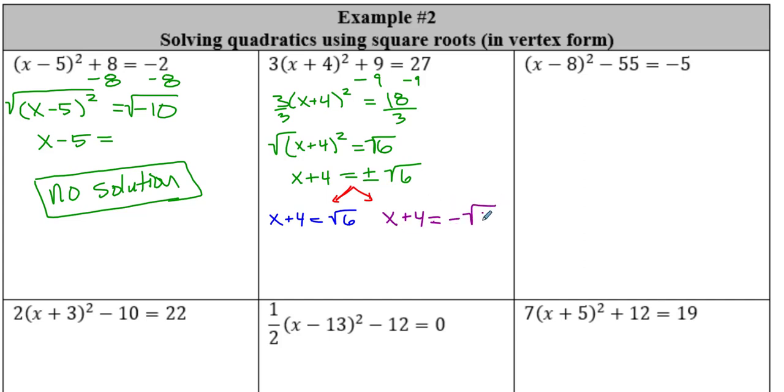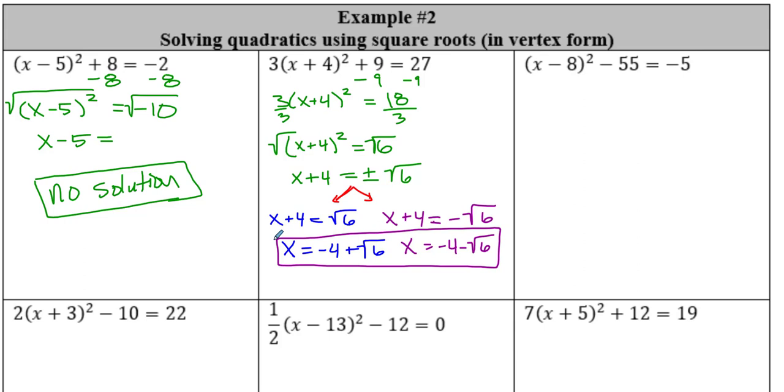negative radical 6 rather. Okay, and now we want to get this x by itself, so we're going to subtract that 4 from both sides, and we're going to get x is equal to negative 4 plus radical 6. So that's one solution. And then our other one is x plus 4, sorry, x, we're subtracting that 4, so x is equal to negative 4 minus radical 6. Okay, so this is one way you could do it. You can just write it out as these 2 answers here. So this is one way. Let me put a number 1 next to it.